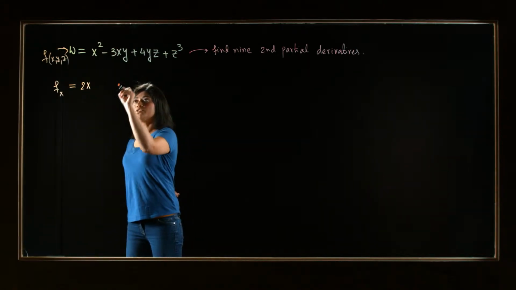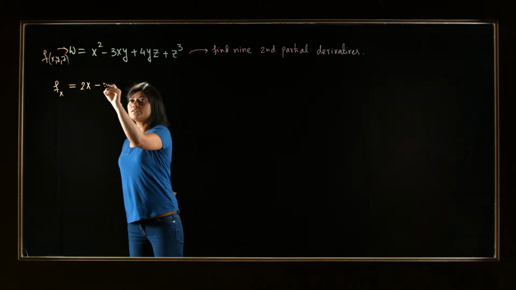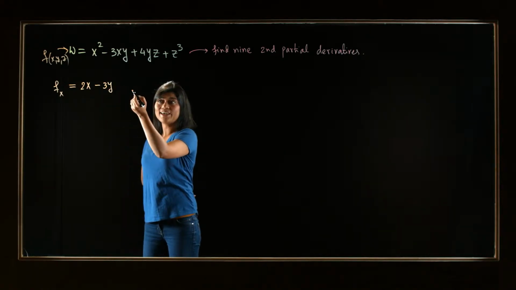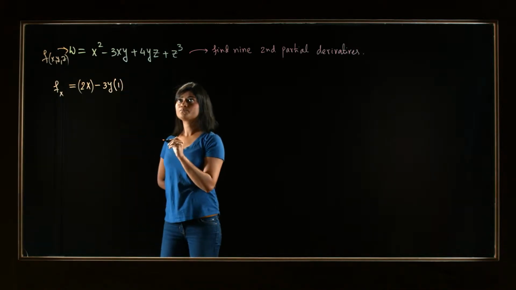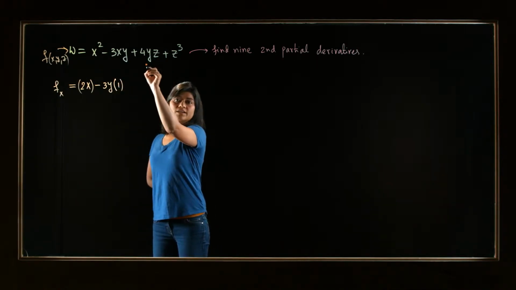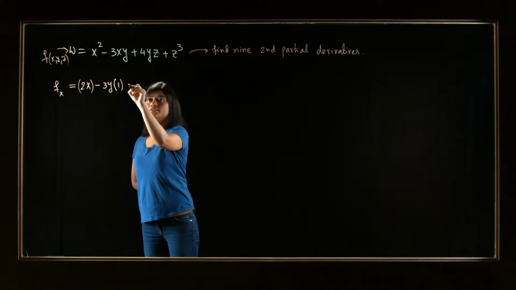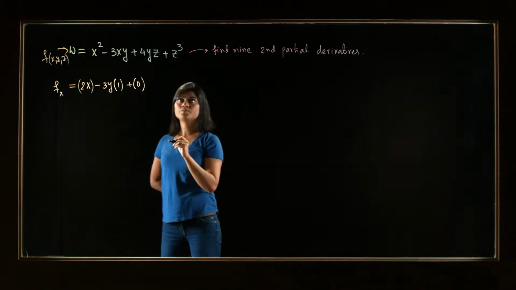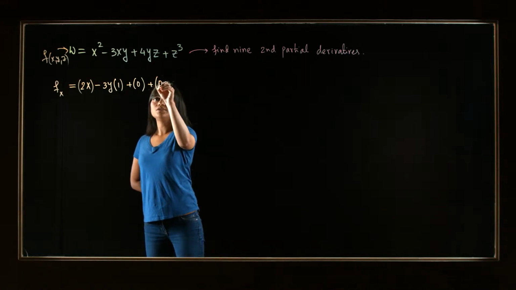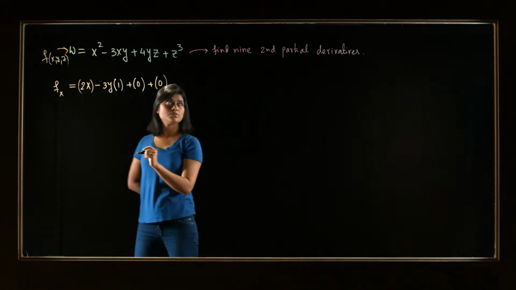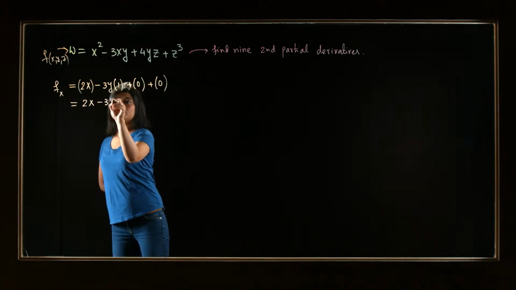2x. For the second term, we have a 3y, and that's a constant because this is with respect to x, and the derivative of x is 1. Third term, there is no x, just y and z, and 4 is obviously a constant. So the whole thing is a constant, so this derivative is 0. And the last term also doesn't have any x, so the derivative is 0. So fx is 2x minus 3y.